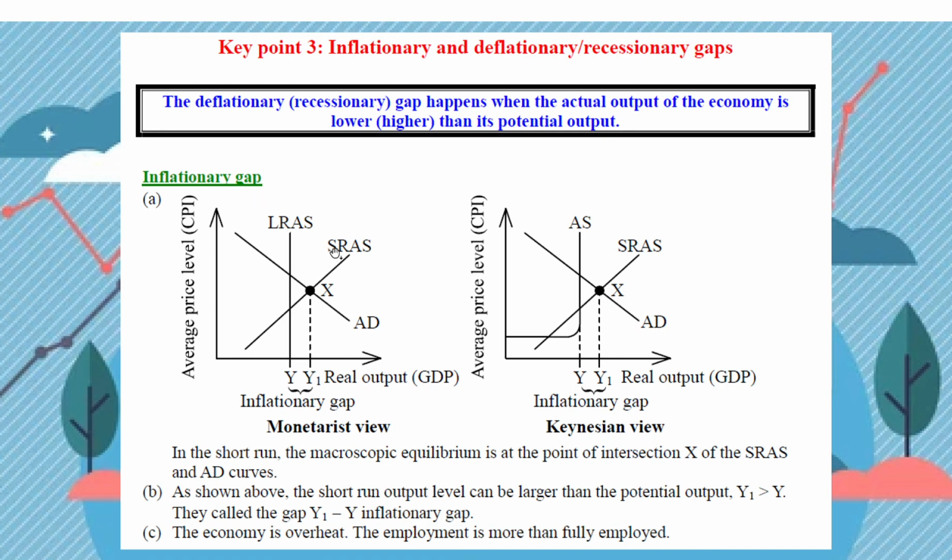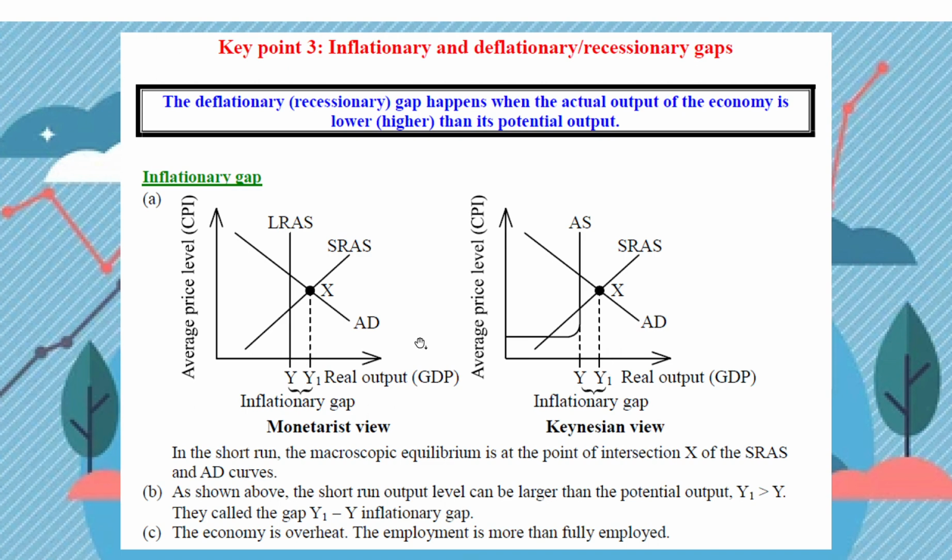In the short run, AD and SRAS give the equilibrium, which is the point X. Short run equilibrium is at the point X. But this point may not be at the potential output. Sometimes the real output can be higher than the potential output. So this gap we call the inflationary gap. Both Keynesian and monetarist views are the same.